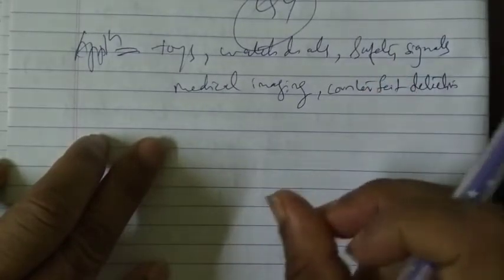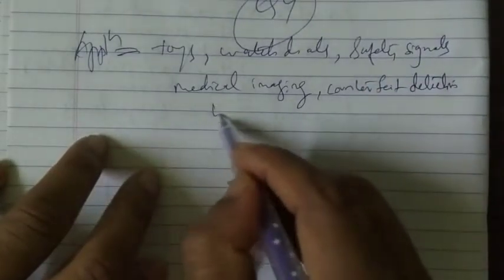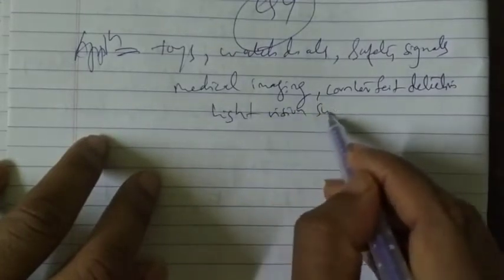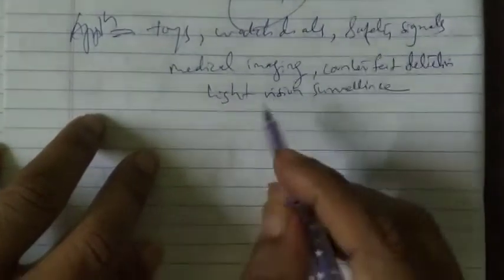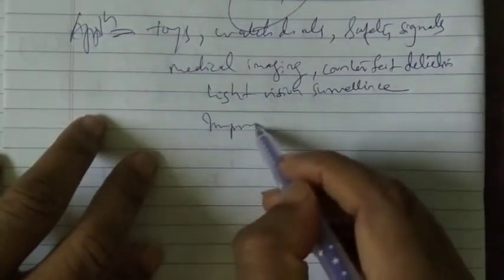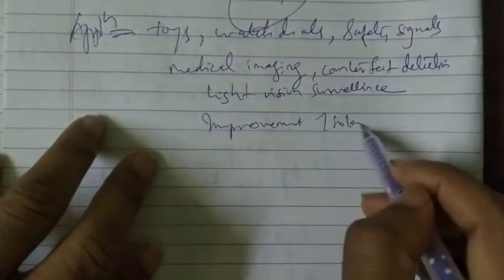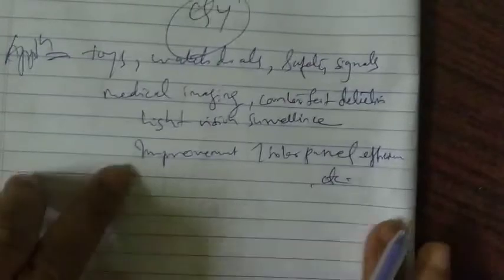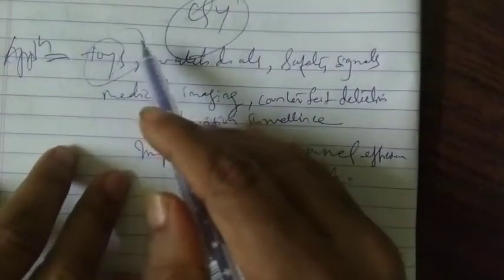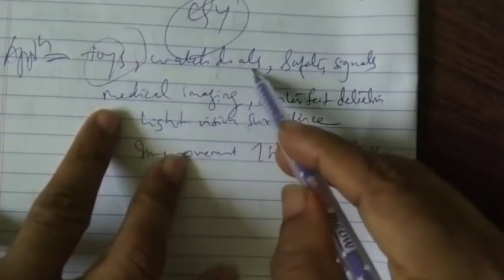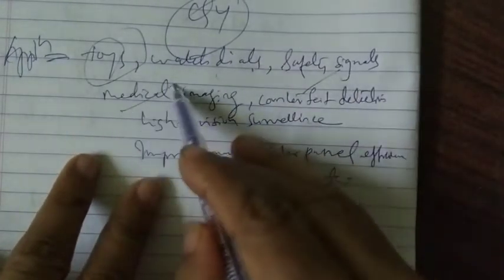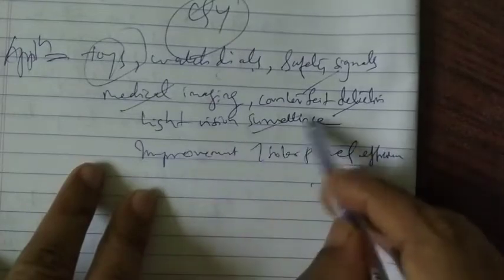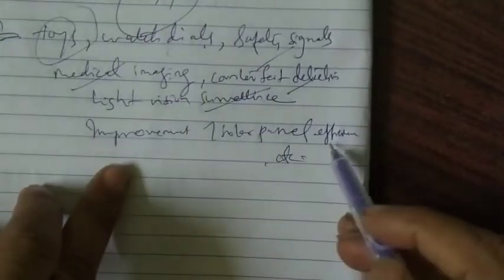Then sometimes night vision surveillance, then improvement of solar panel efficiency, like this, etc. So these are some of the applications. It is used in decoration of toys, watch dials, safety signals, medical imaging, counterfeit detection, night vision surveillance, and improvement of solar panel efficiency. So this is how most of these inorganic phosphors are used, because of this technique.